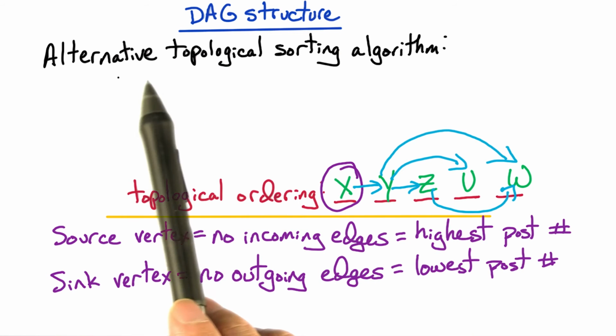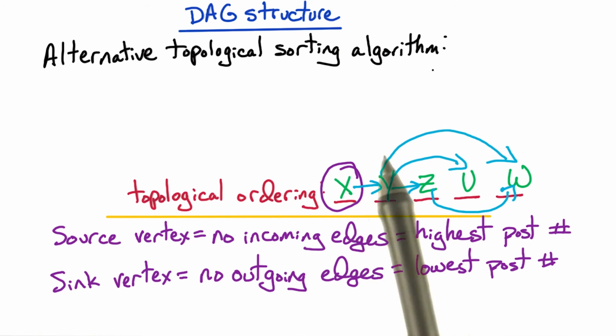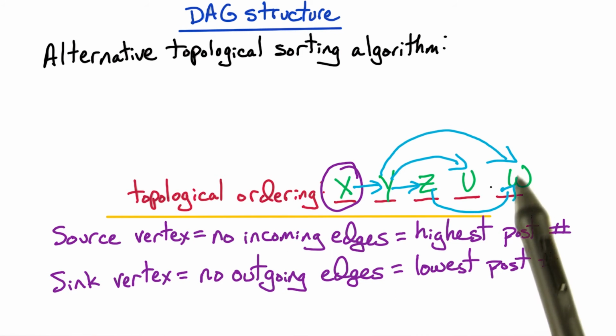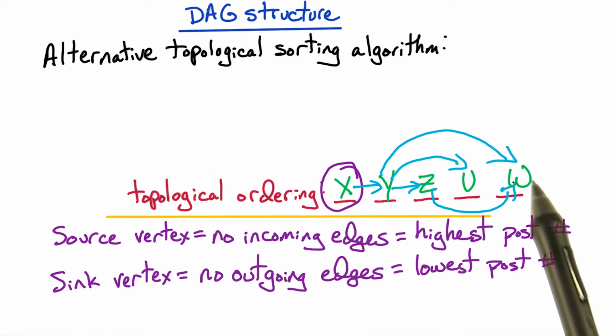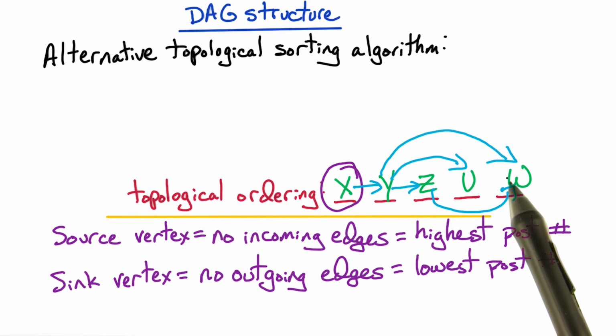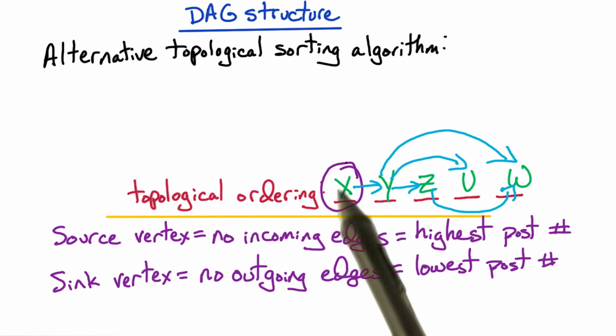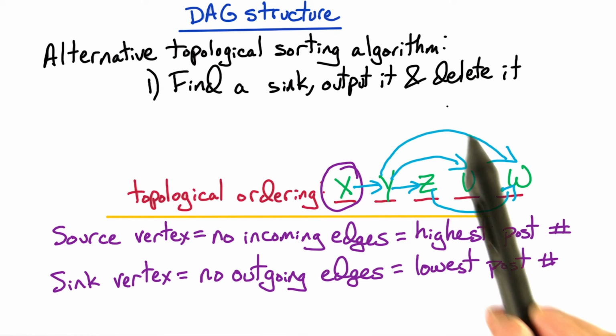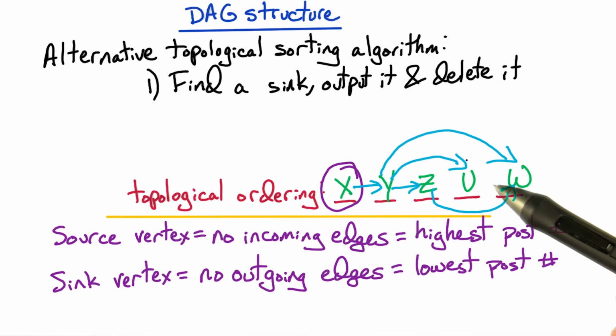Now let's look at an alternative topological sorting algorithm. This algorithm is not going to be very useful for DAGs, but it's going to be very useful when we look at general directed graphs. We know in a topological ordering, the last vertex in the ordering is a sink vertex. So what can we do? We can find a sink vertex in some way. We can put it at the end of our list, and then we can repeat on the remainder of the graph. So we're going to find a sink vertex, output it, and then we're going to delete it from our graph, and then we're going to repeat.